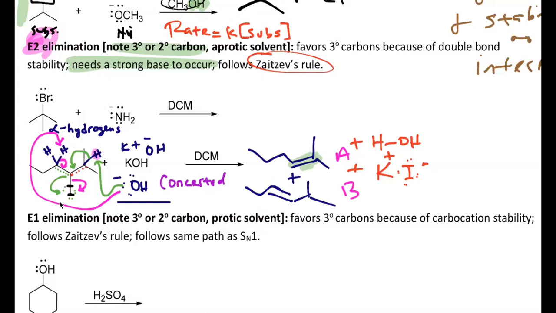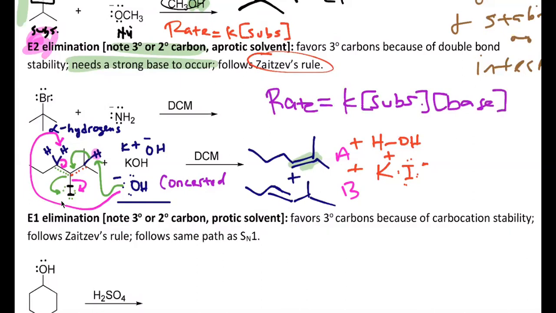How do I write the rate law for that? See, we already have been exposed to this with the SN2. And the 2 in the E2 kind of gives away that it is a bimolecular reaction. So the rate is going to be k times the concentration of the substrate times the concentration of the base. All right, so there's a difference here. Instead of a nucleophile, it's the base concentration that matters, right? And not the nucleophile concentration.